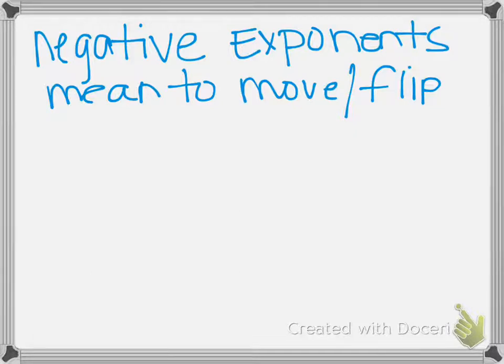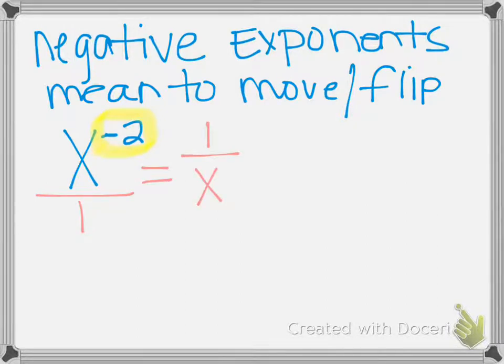So, for example, if I have x to the negative second, then because I have a negative exponent here, it means that I need to flip this x from being in the numerator, because right now it's like x over 1, to being in the denominator. And so our new expression is 1 over x to the positive second.